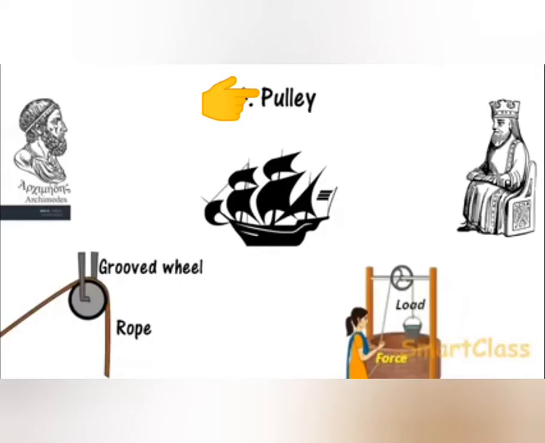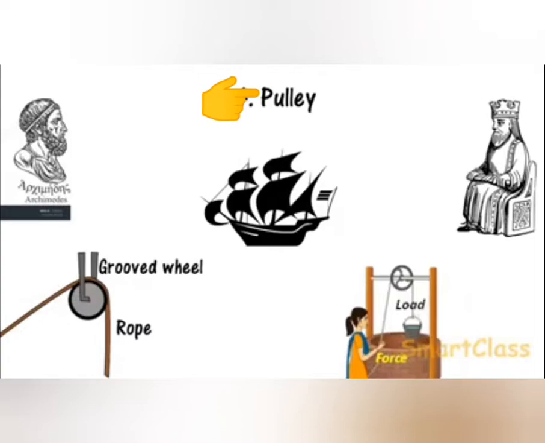The next one is the pulley. A small wheel with a groove around its outer edge is called a pulley. The groove is used to hold a rope in position. A pulley makes our work easier by changing the direction of the force. A pulley with a chain or a rope is used for lifting heavy objects from a lower level.